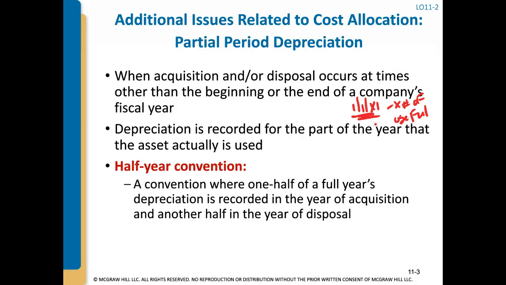But some companies, just for ease, use what's called the half-year convention, where in the year of acquisition, a full half year's depreciation is recorded, and the second half is recorded in the year where they sell or dispose of it. Rather than taking the exact number of months to depreciate it, they just use 6 months.